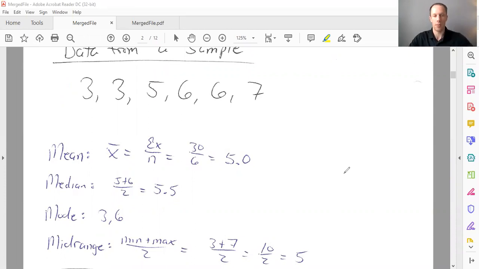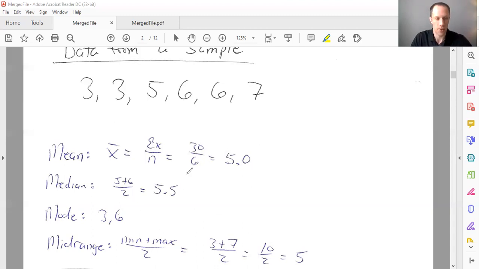By the way, if all the numbers in the data set show up 1 time only, then there is no mode. You would just say no mode. For the mid-range of this one, we have the minimum 3 plus the maximum 7, which is 10, divided by 2, and that gives you 5.